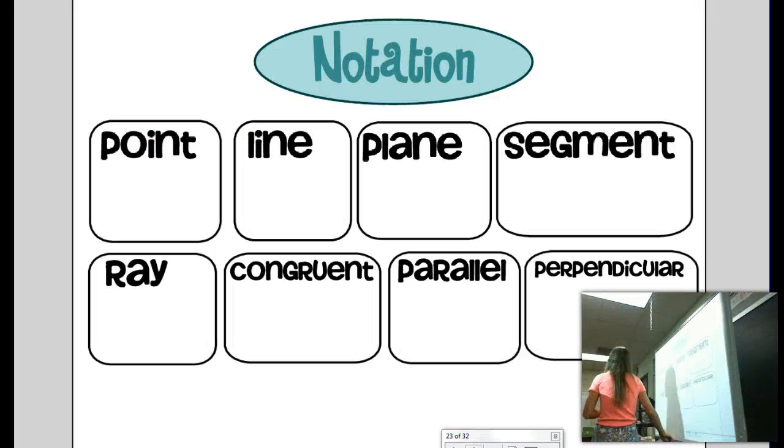Okay, the next thing I want to go over real quick, you're not going to find this anywhere in your notes. But I do need you to know when you're writing math how it's supposed to look. When I'm writing a point, y'all already know this. How's it supposed to look?